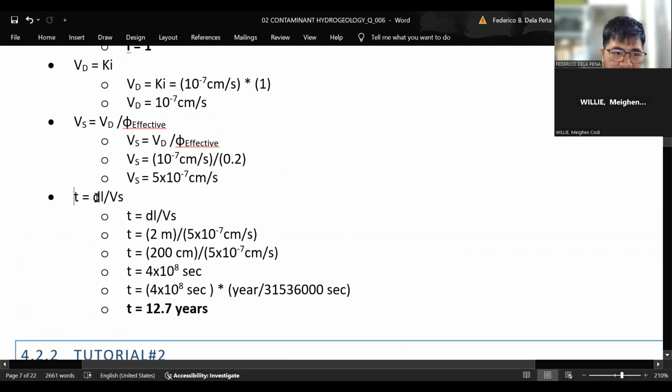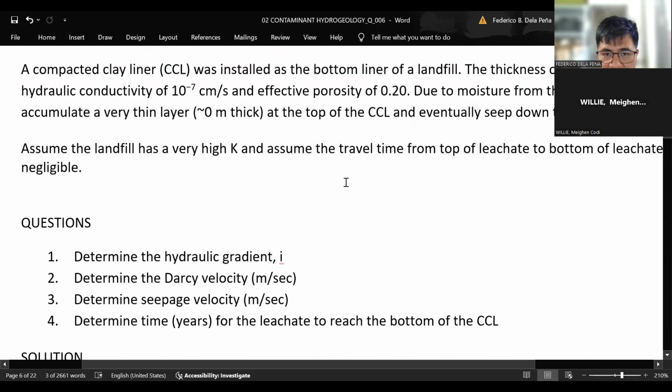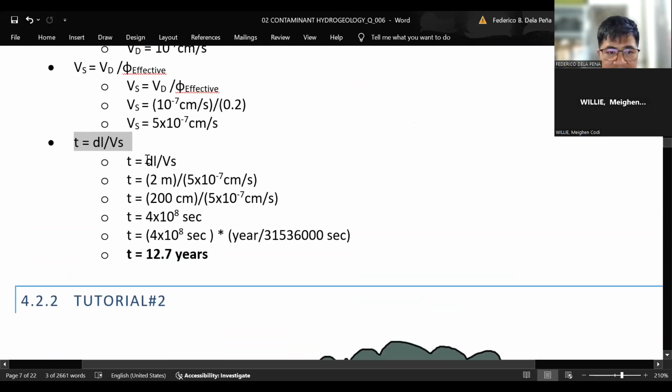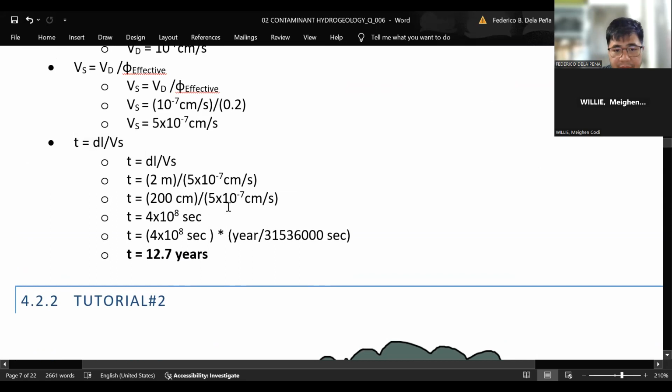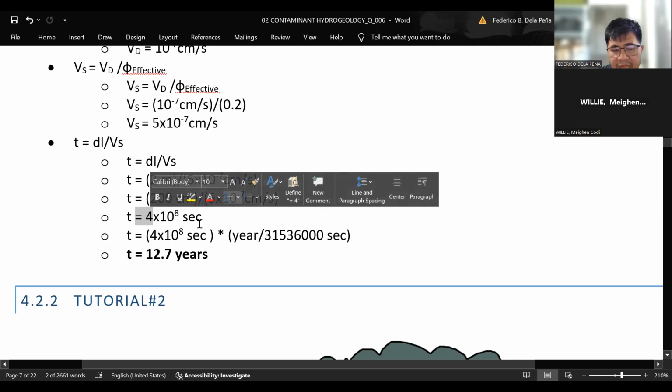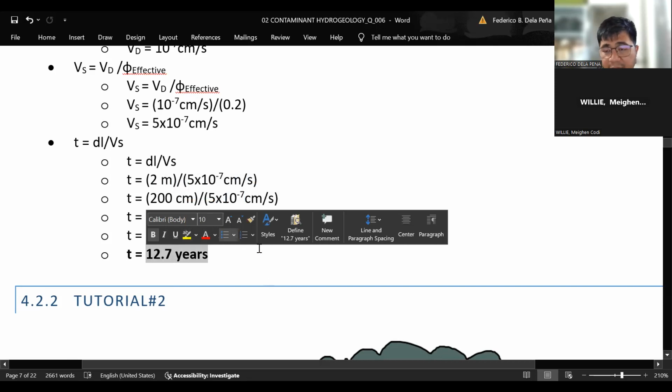And then after that, to calculate the time needed for the leachate to travel to the CCL, you just have to divide the flow path length by the seepage velocity. And that would be 2 meters divided by 5 times 10 to the negative centimeters per second. For convenience, you can convert 2 meters into centimeters. So that's 200 cm. And you will get about 400 million seconds, or approximately 12.7 years.